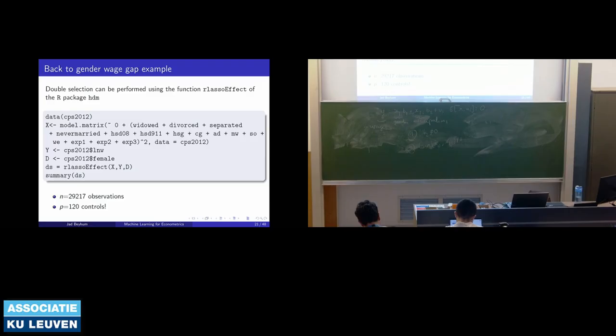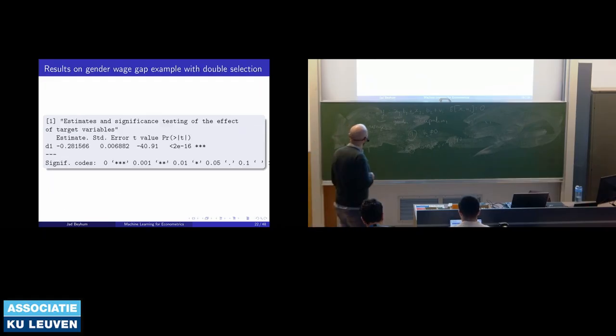So we have around 30,000 observations on 120 controls. You remember that a way to have an idea if the number of controls is justifying high dimensionality is to compare the order of magnitude of the square root of n to the number of controls, p. And here they are around the same order of magnitude. This is the result that we get.